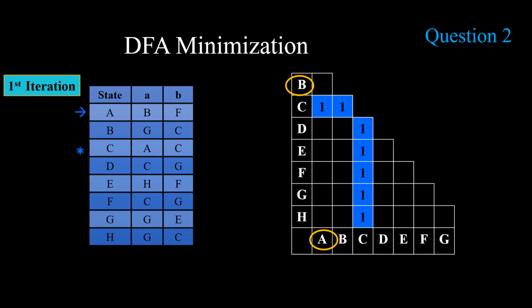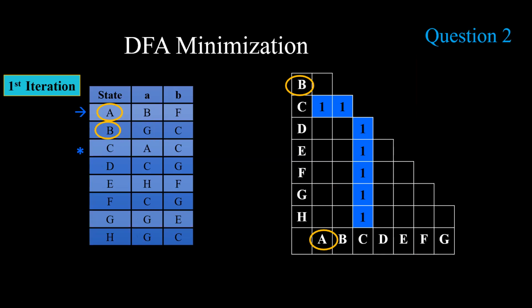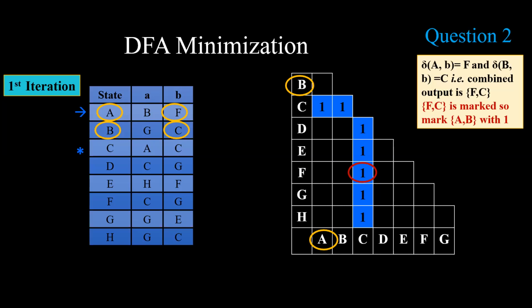Now the first cross point is AB. So, for each input symbol, we will check AB on A. We go to BG. BG is not marked, so there will not be any change in the lower triangulation matrix. Next, we move to AB on B. This gives us FC. FC is already marked, so we will put 1 in AB.